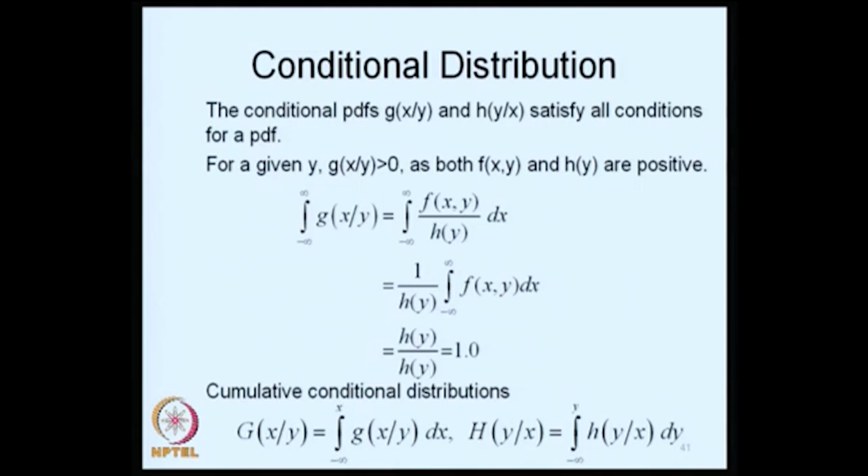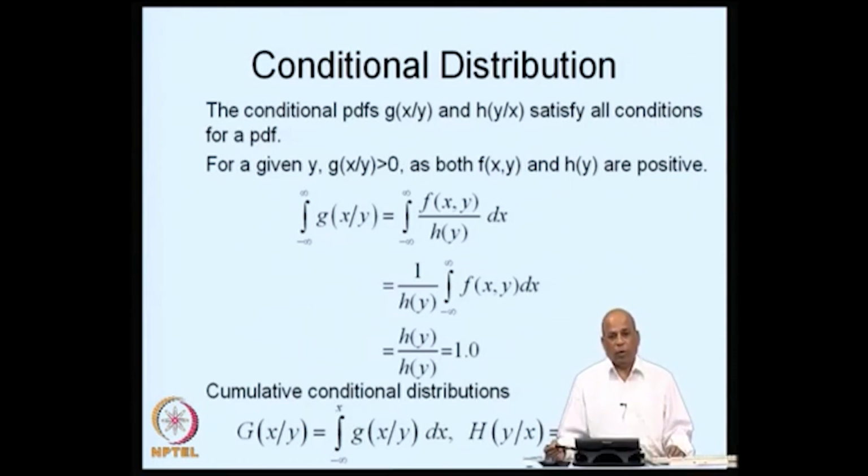Now, once we get the conditional density functions, because these happen to be PDFs, they have to satisfy the conditions of PDFs. For example, g of x given y must be greater than or equal to 0. Now, this is obvious because g of x given y is equal to f of x y divided by h of y, and f of x y is non-negative, and the definition is for strictly positive values of h of y, and therefore, g of x given y is non-negative.